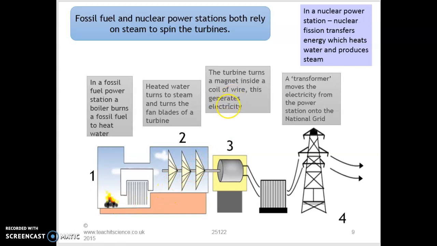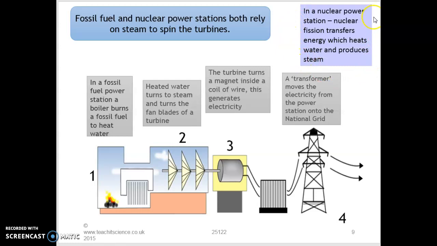The turbine then turns the magnet inside of the coil of wire. This is our generator, so it's generating our electricity. And the transformer changes the voltage here. This is a step-up transformer, increases the voltage so that the electricity can be transmitted to the users with wasting the least energy.